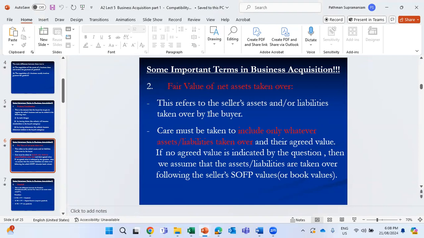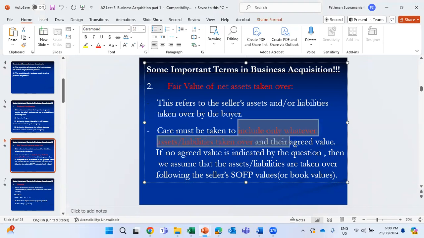That's why I mentioned here, you must be very careful to include only whatever assets or liabilities are taken over, and at what value. So these are the two things. Most of the time, the question will tell you at what value the buyer is taking over. But if no value is given, then we follow the seller's SOFP value. We refer to the seller's statement of financial position. Whatever is stated in that statement of financial position, that's the value of the assets and liabilities taken over.